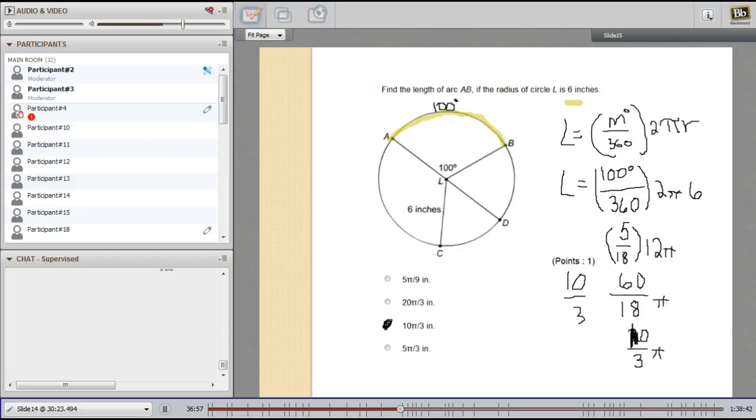Okay, so 10 pi over 3 inches is the actual answer. Thank you, Jamie, so much.